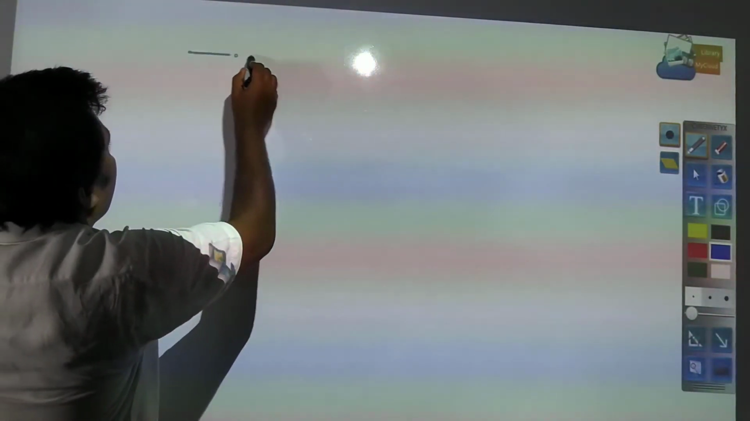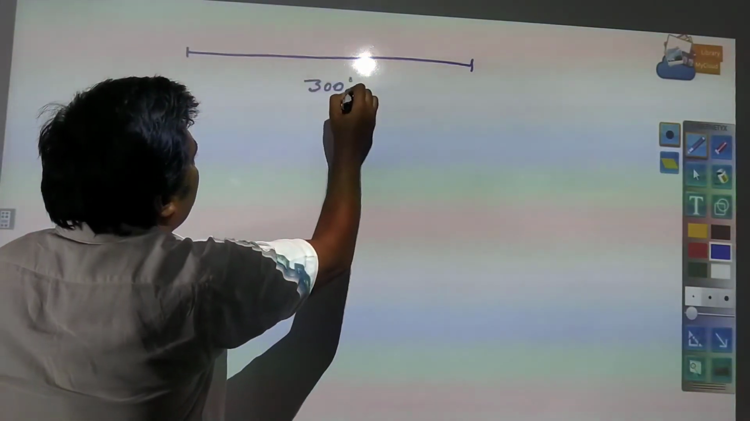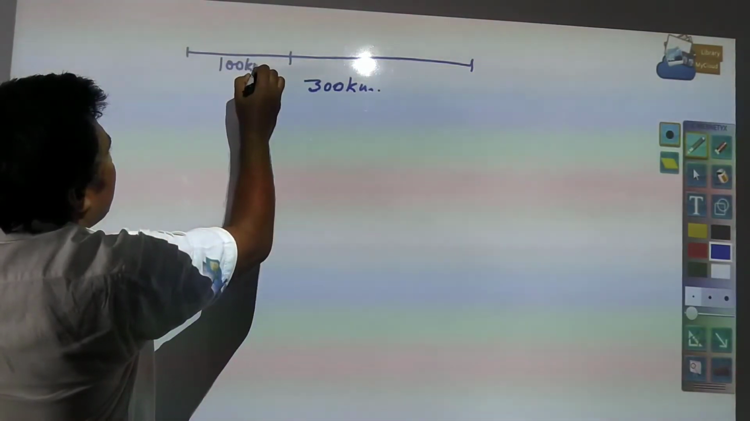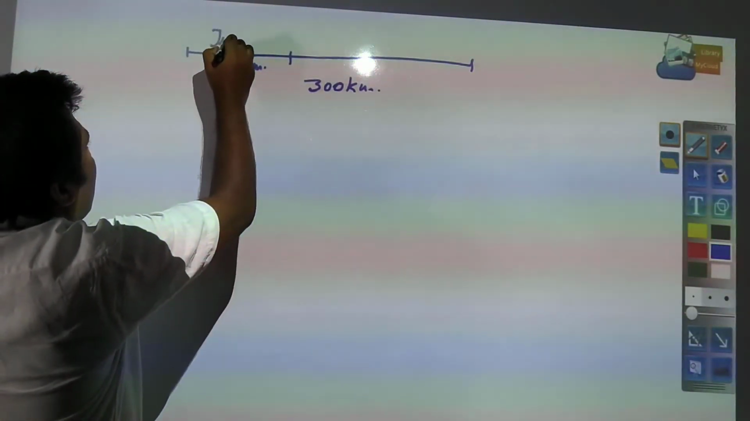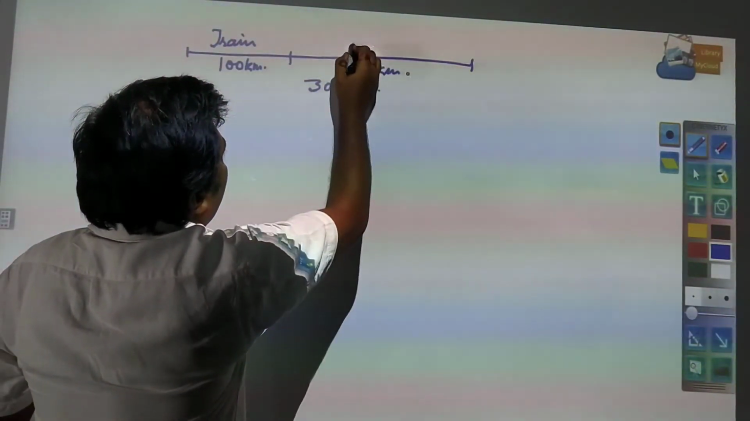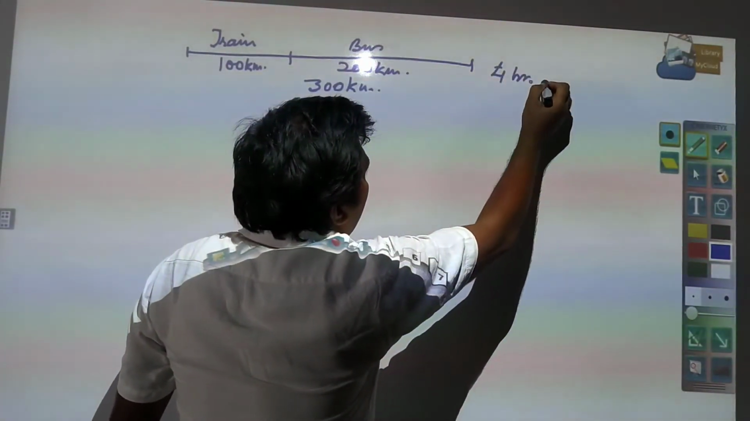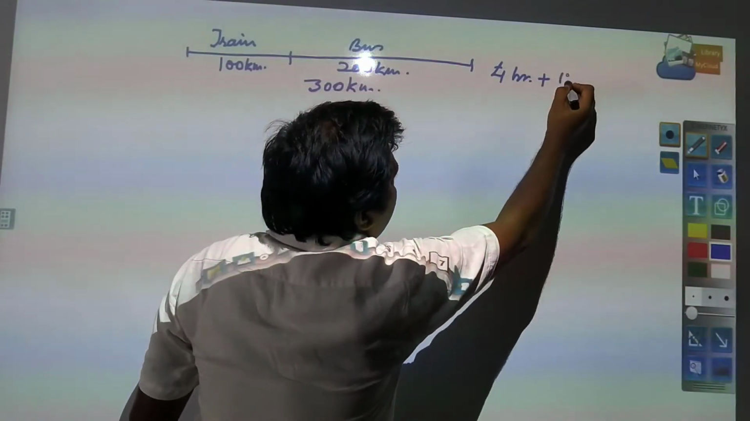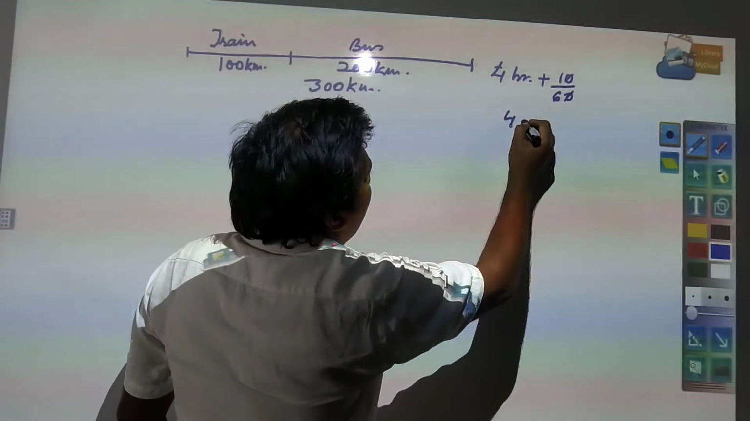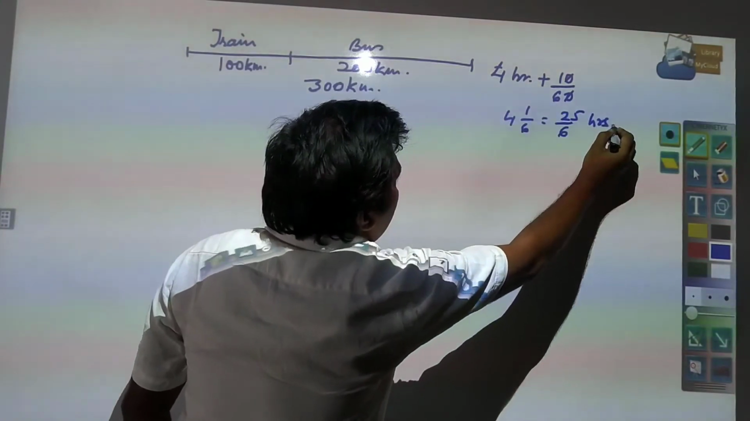Here you see, this is your distance and this distance is 300 km. She is traveling by train 100 km and the remaining distance, which means 200 km, is being traveled by bus, and she is taking 4 hours and 10 minutes, which means 10 by 60. So this will be 4 whole 1 by 6 or 25 by 6 hours she is taking.